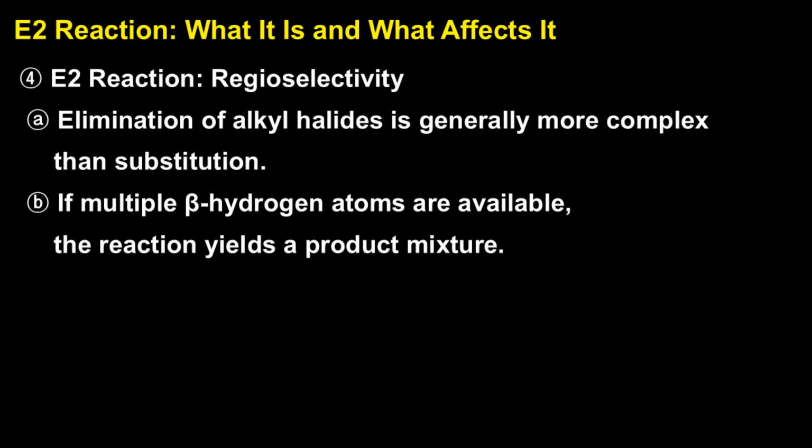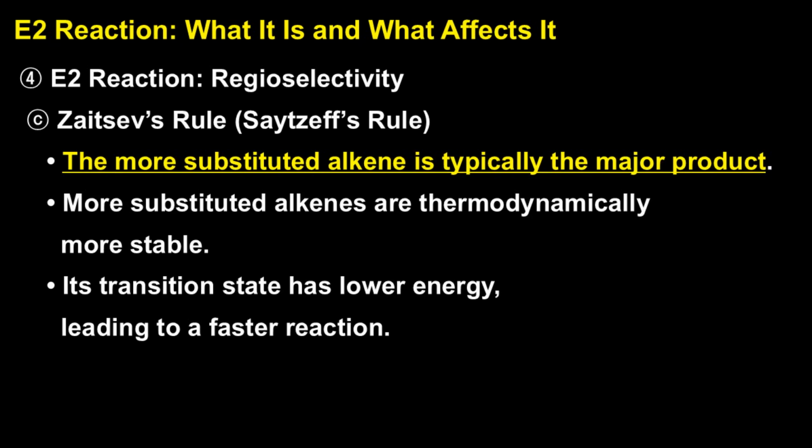The key point here is simple. If the molecule has more than one beta hydrogen, the reaction doesn't produce just one alkene. Instead, you get a mixture of different alkenes. And that's exactly where regioselectivity becomes important. So, how do we predict which alkene will dominate?